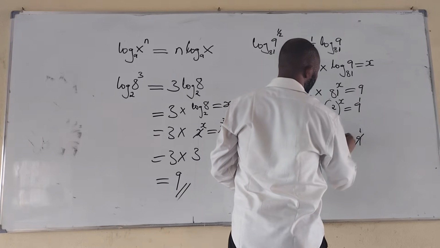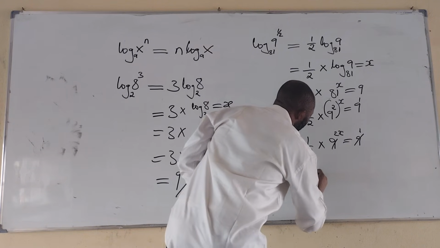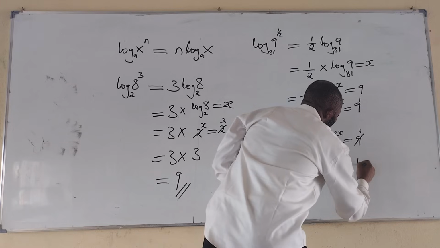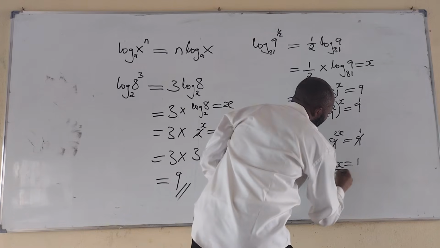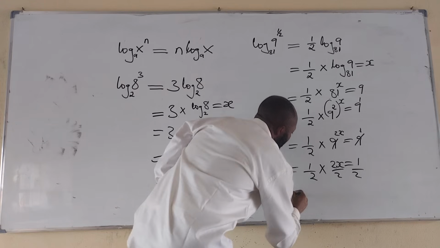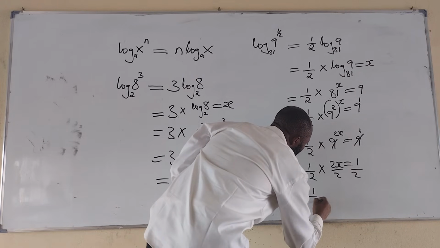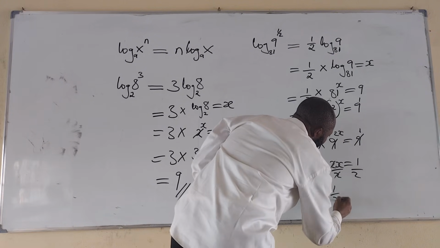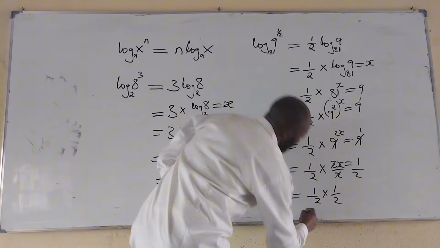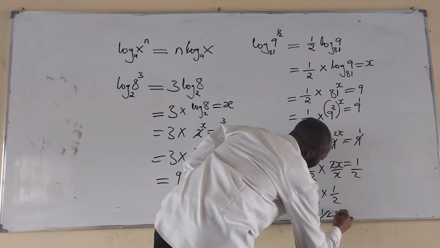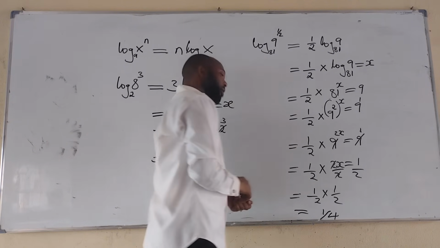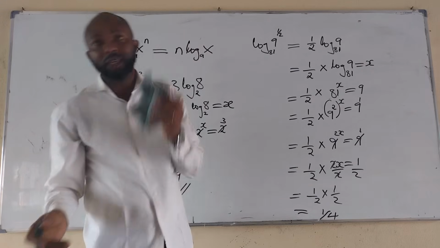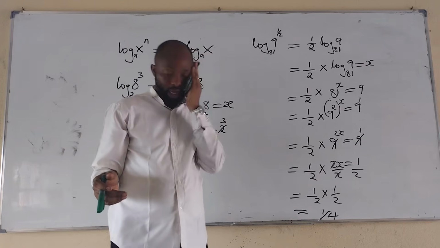I cancel out this. This is 1 over 2 times, 2x is equal to 1. So I'm looking for x. I divide both sides by 2. So this becomes 1 over 2 times, when this cancels out, my x becomes half, times 1 over 2, which is a half, and that is equal to 1 over 4. So that is what the power law says, and we have to follow it patiently and religiously.